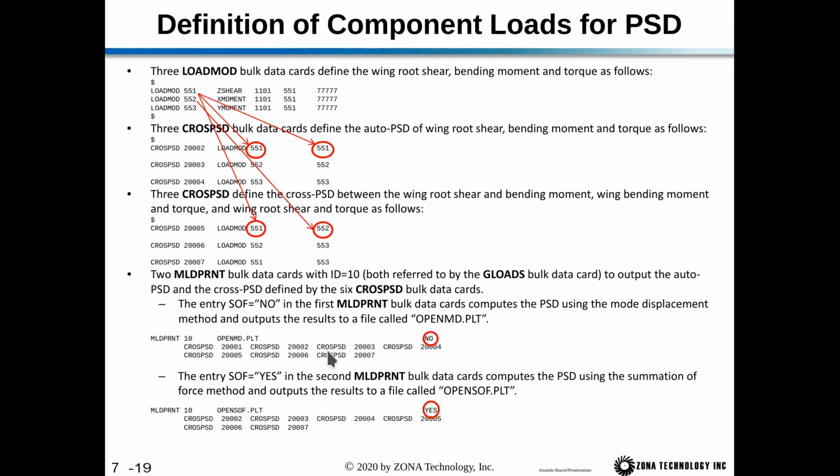And now we have 2 MLD print bulk data cards, both with ID 10, which are referred to by the G-loads bulk data card to output the auto PSD and CROSPSD defined by these 6 CROSPSD bulk data cards. Now in the first one, we have SOF equals no. So the PSDs will be computed using the mode displacement method, and our output file will be openmd.plt. Next, this MLD print card has the SOF field equal to yes, so the PSD will be computed using the summation of forces method, and then the results will be output to the file opensof.plt.